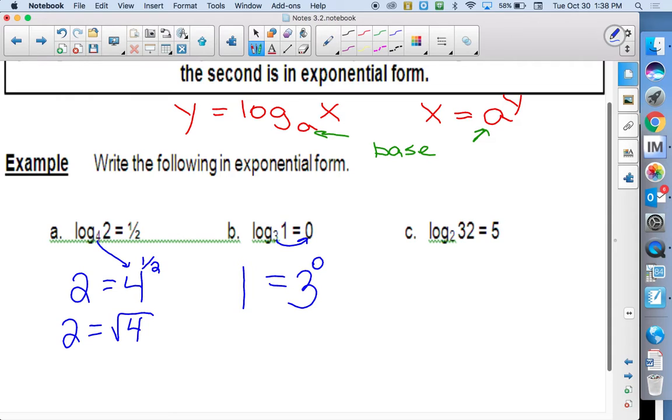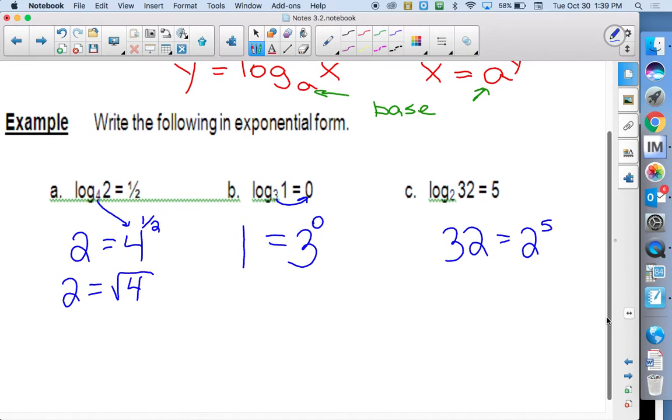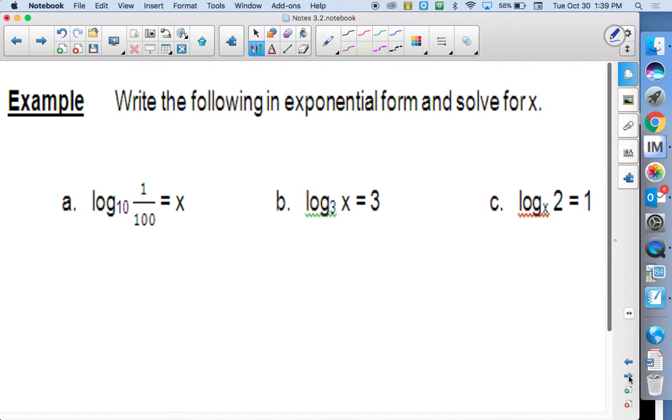So, log base 2 of 32 equals 5 becomes, does 2 to the 5th equal 32? Yeah, so 2 times 2 times 2 times 2 times 2 equals 32. So that's converting it into exponential form. The next 3 examples want you to do the same thing, but then solve for x. So now we're converting it to exponential form so that we can solve for the x in the equation.